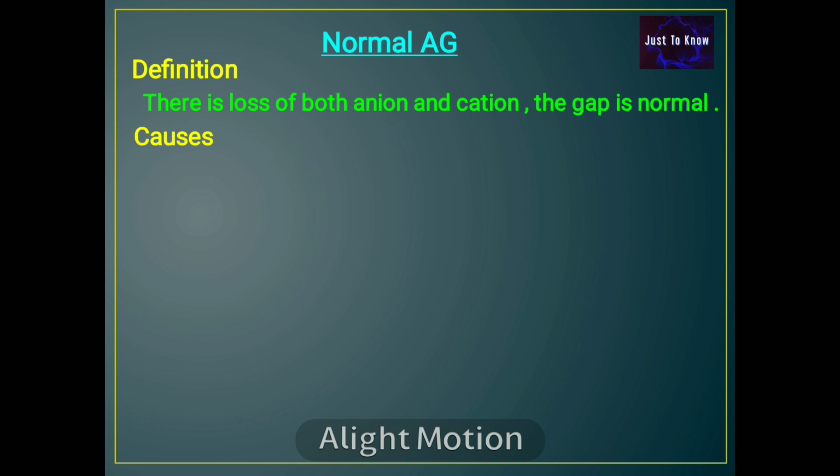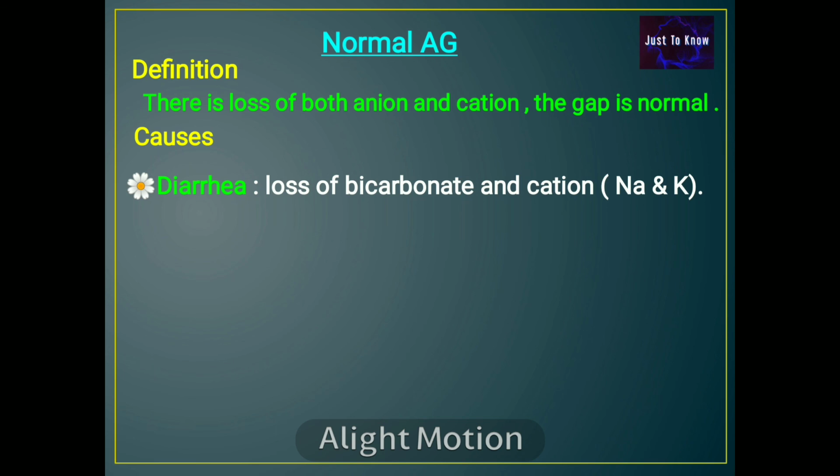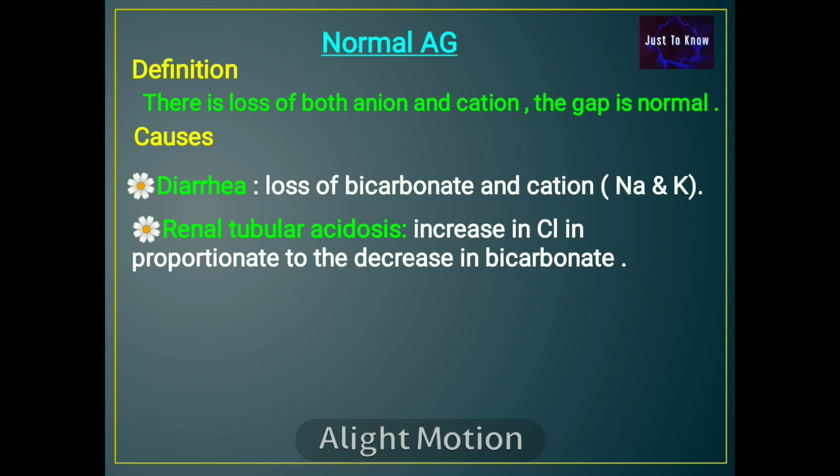Causes like diarrhea. In diarrhea, there is loss of both bicarbonate and cation like sodium and potassium. Then renal tubular acidosis. In renal tubular acidosis, there is an increase in the chloride concentration in proportion to the decrease in the bicarbonate, causing a normal anion gap. And drugs like antacid cause a normal anion gap.